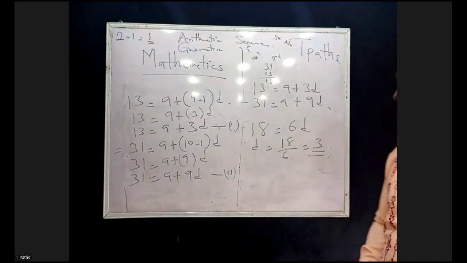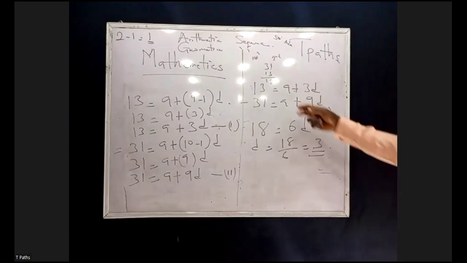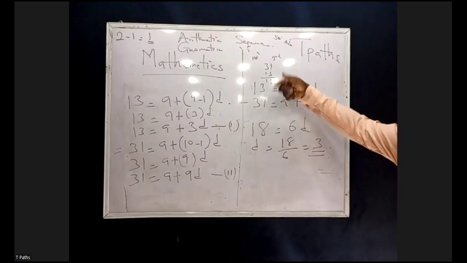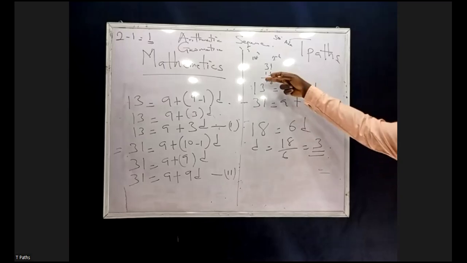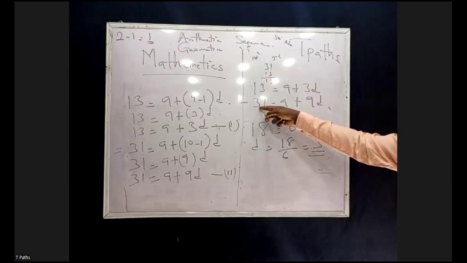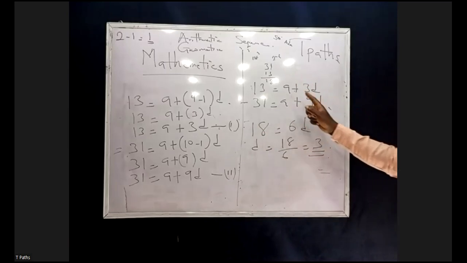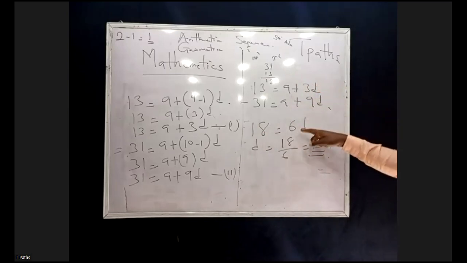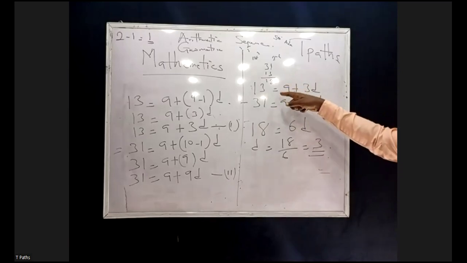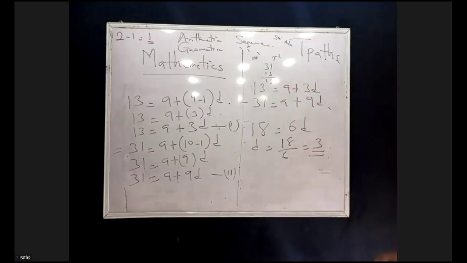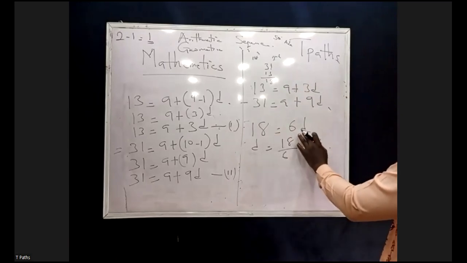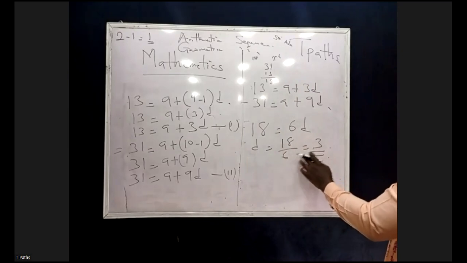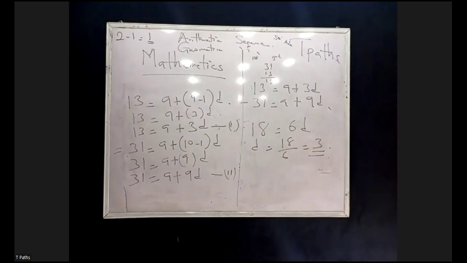Now, do you see the logic? I subtract this from this. If I subtract the other way round, it's going to give me a negative value. Since this one is higher, 31 minus 13 gives me 18. 9D minus 3D gives 6D, and A minus A will be 0. So 18 equals 6D, therefore D equals 18 over 6. 18 divided by 6 is 3. We've gotten our D.